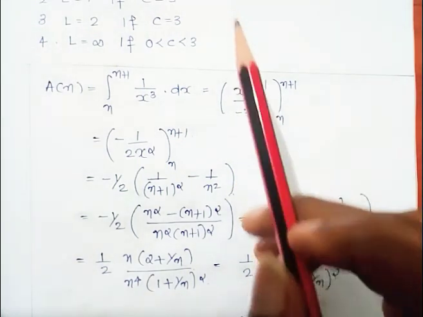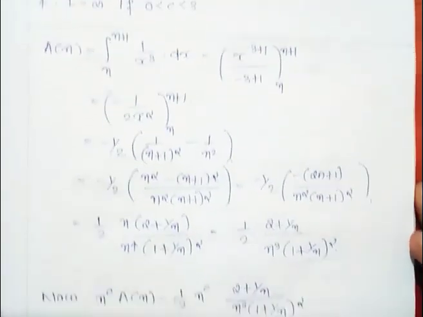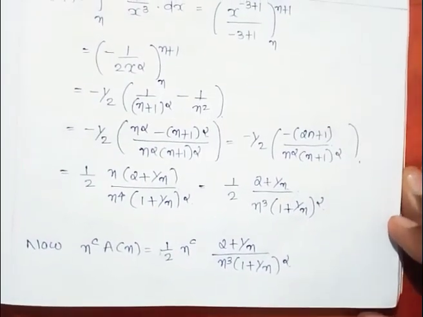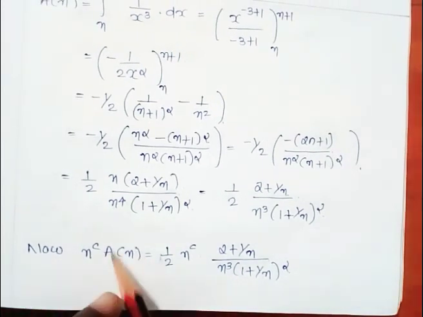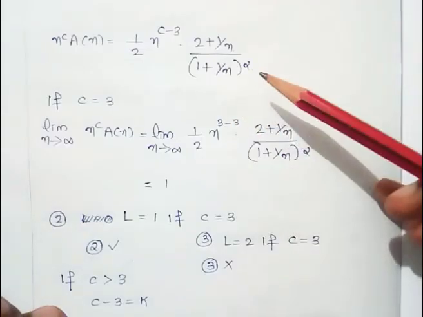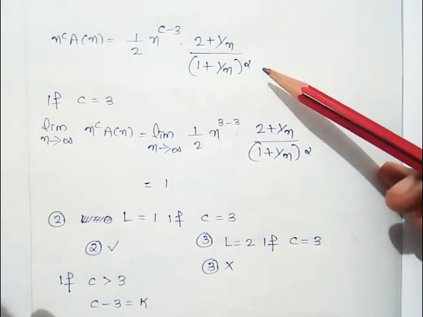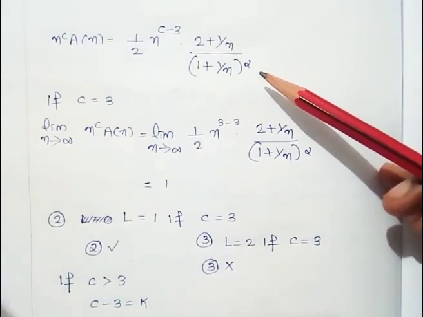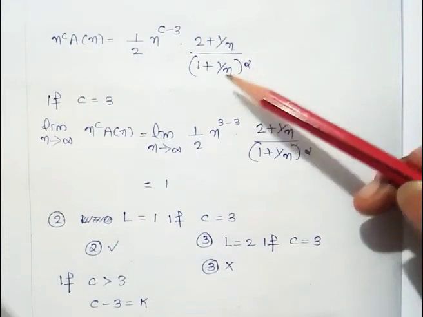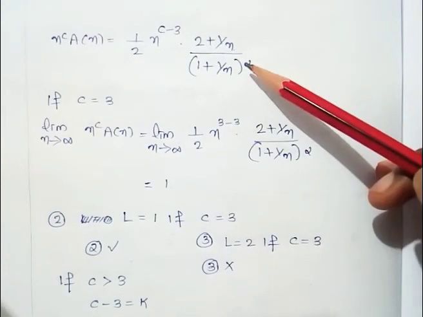Now we want to find n^c a_n. So here n^c into a_n, substituting the value of a_n, we get 1 by 2 into n^c into (2 plus 1 by n) divided by n^3 into (1 plus 1 by n)^2. So n^c into a_n is equal to 1 by 2 into n^(c-3) into (2 plus 1 by n) divided by (1 plus 1 by n)^2.